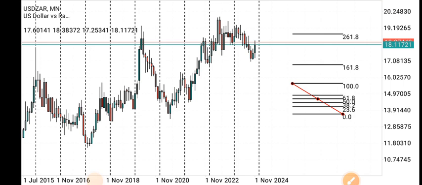Following the recent 2024 US elections, where Donald Trump won, I thought it fitting to revisit the US dollar versus the South African rand chart. And needless to say, this video is on the price prediction and technical analysis of USDZAR. I'm just gonna start off on the monthly chart and push down to the H4 chart.